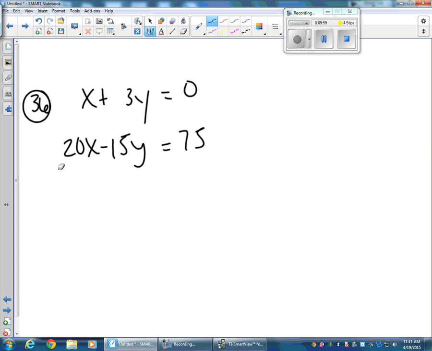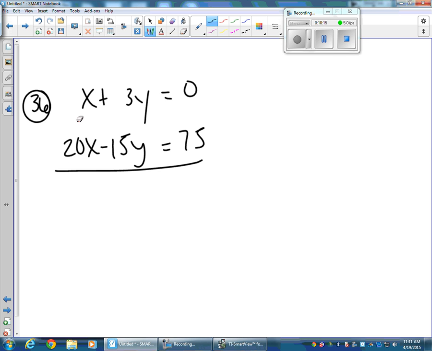that when you line them up, sometimes either the x's or the y's cancel out already, and so you don't have to do any multiplying by any factor to make them the same. But here, our x's don't cancel out and our y's don't cancel out as it's written. So what we want to do is find a way to cancel.